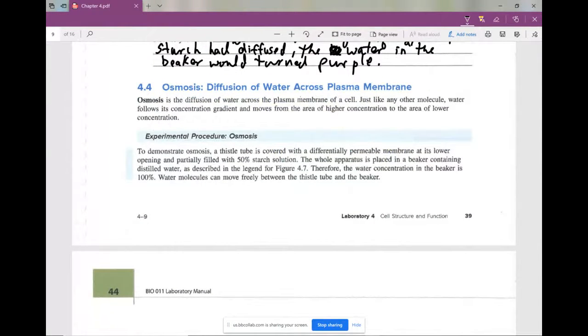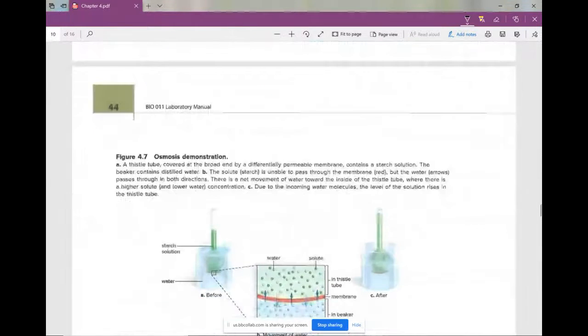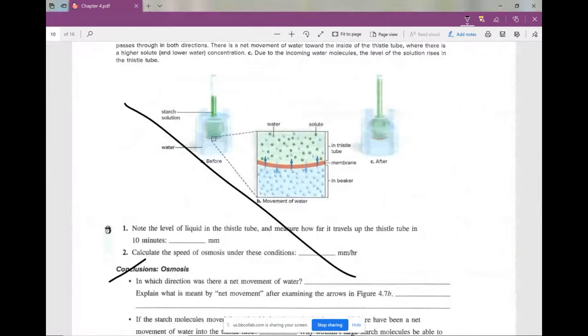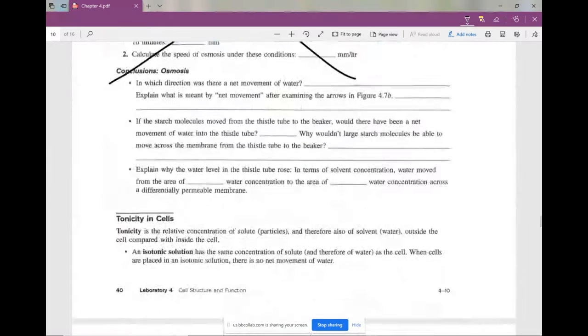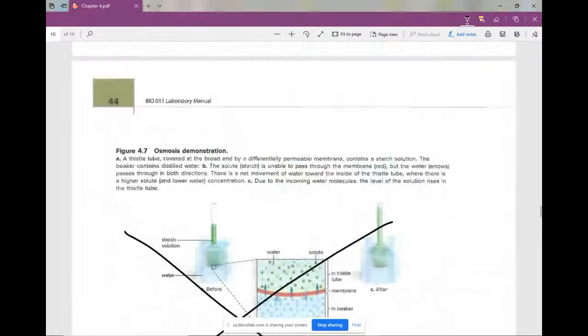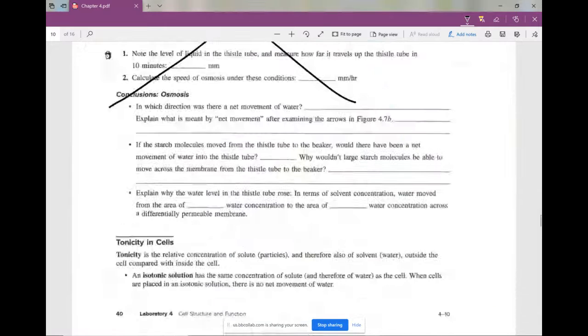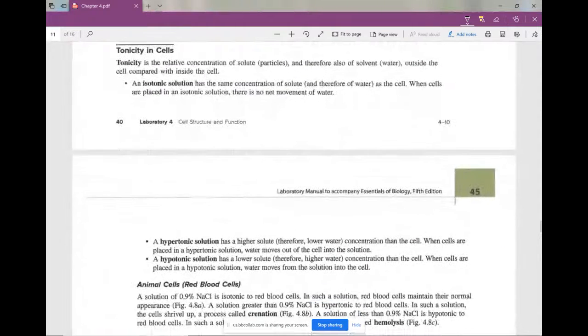Excuse me. Okay, this experiment, we can cross this out. We never do this experiment in the lab. So this osmosis demonstration, we don't do, so we can cross that out. All right, and then we're going to talk about tonicity in cells.